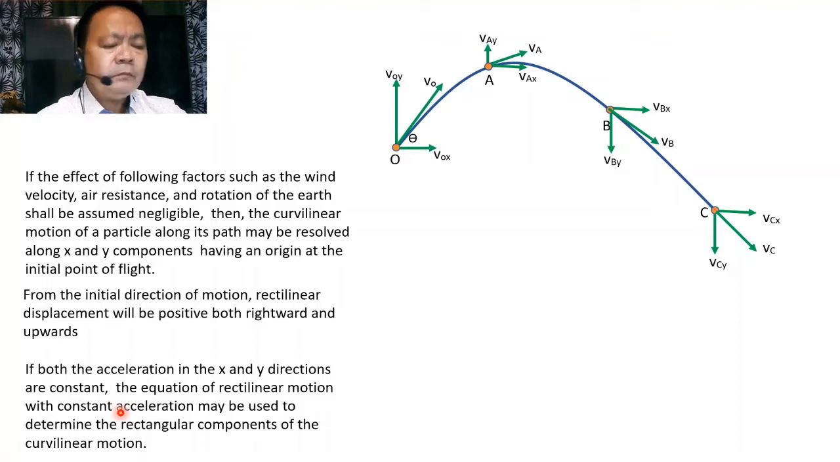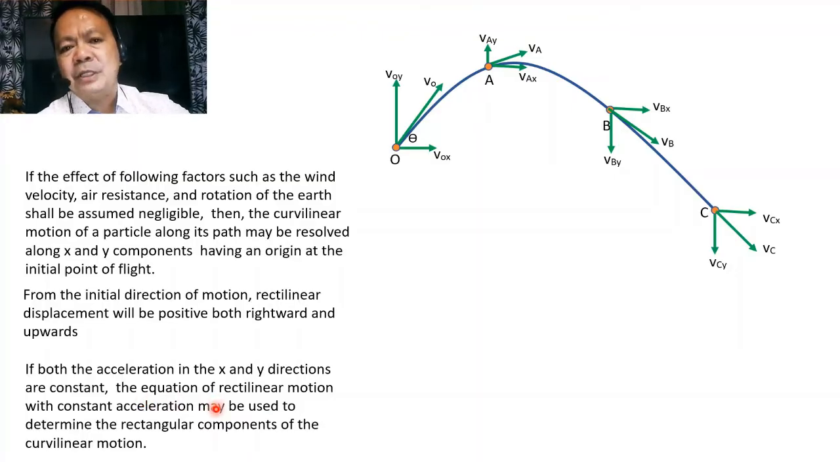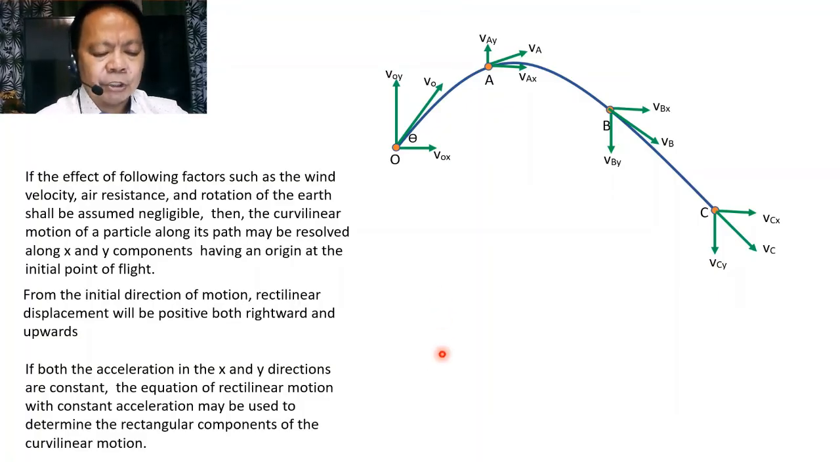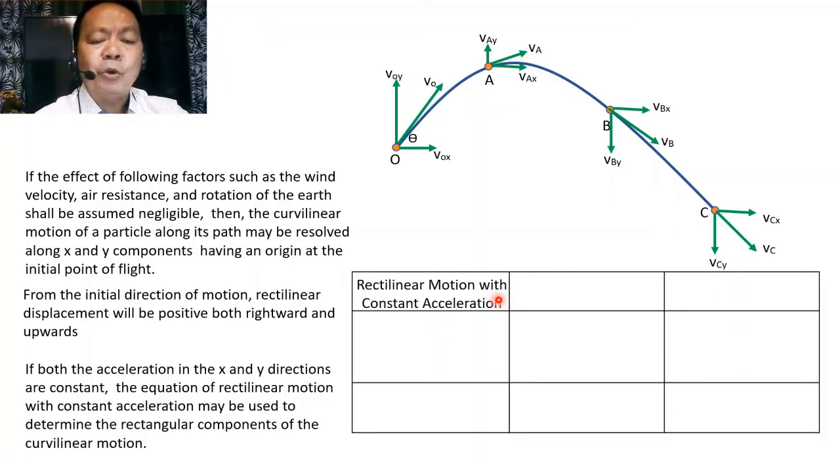And hence, if both accelerations in the x and y directions are constant, sabi dito, then the equations of rectilinear motion with constant acceleration, okay, may be used to determine the rectangular components of the curvilinear motion. Kaya nga daw kung yung ating acceleration will be constant, then the rectilinear motion with constant acceleration can be used in defining the elements of the motion of the particle when the particle moves in a curvilinear motion, using the concept of the rectilinear motion.